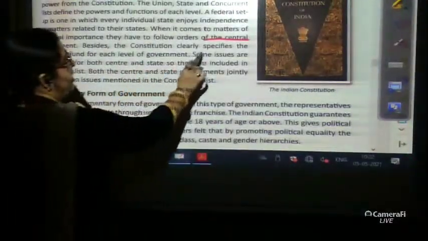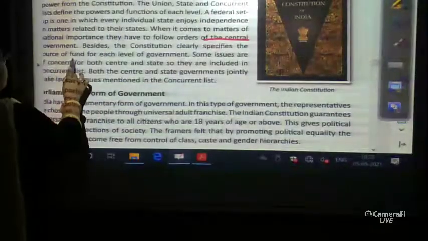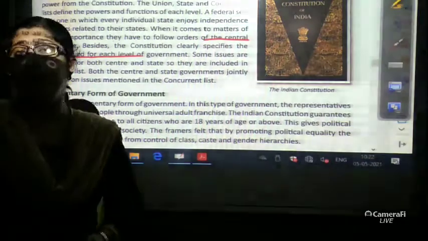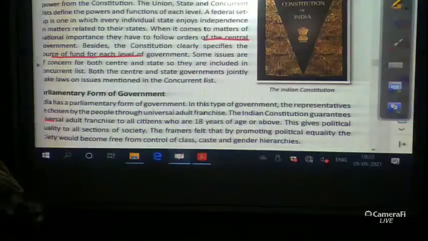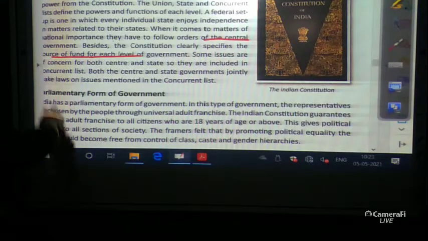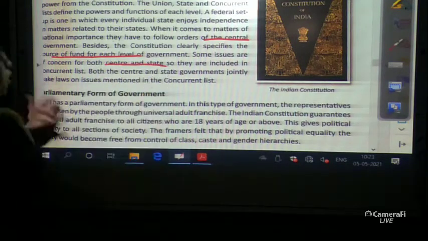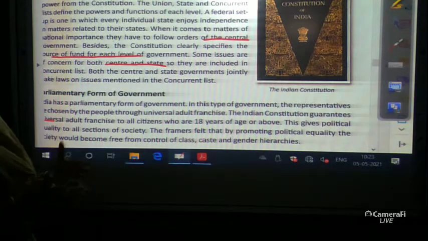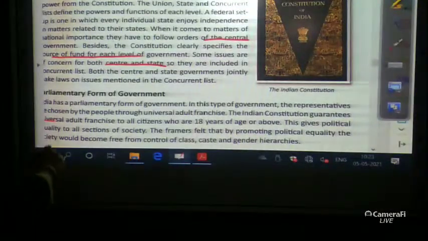Besides, the Constitution clearly specifies the source of funds for each level of government. Yes, this is very important, from which source they get the funds. The Constitution has given a specific declaration of where they get the funds. Some issues are of concern for both center and state, not only for the state or only for the central government but for both. They are included in the concurrent list.